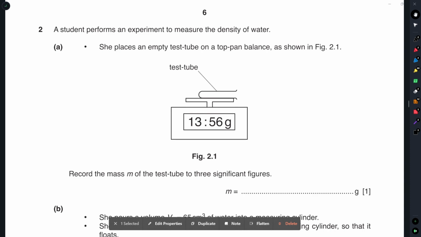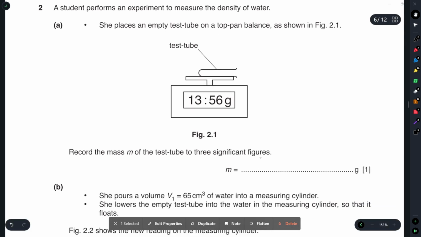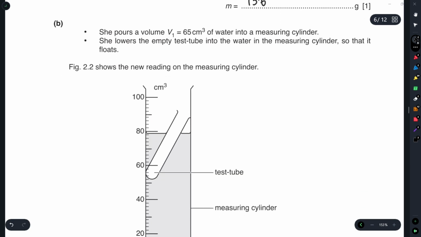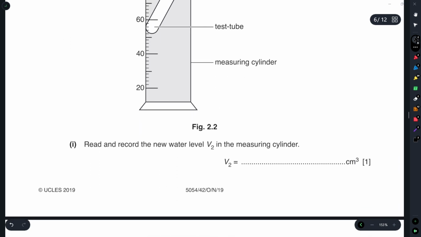Let's move on to question number 2. Student performance experiment to measure the density of water. Record the mass m of the test tube to 3 significant figures. So this right here is going to be 13. Oopsie daisy. So 13.6 grams. Pours, blah blah blah. Shows the reading. Read and record the new water level V2 in the measuring cylinder.